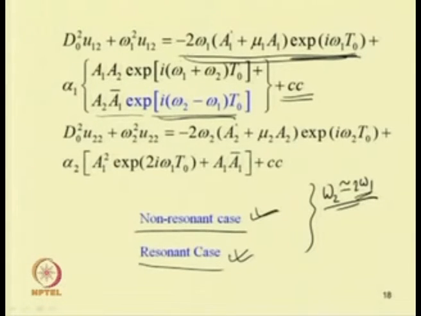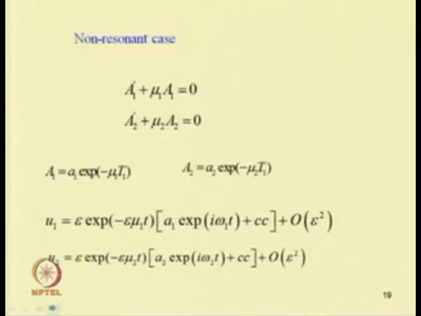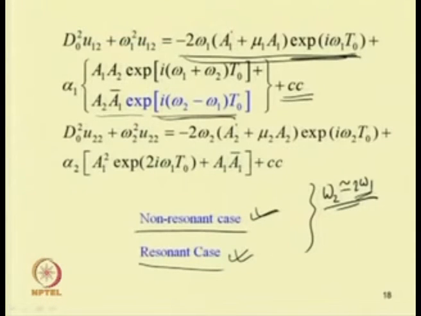So, we can write the secular term minus 2 omega 1 a 1 dash plus mu 1 a 1, and as the solution is bounded, we can put this term equal to 0. That means minus 2 omega 1 a 1 dash plus mu 1 a 1 equal to 0. We can substitute that in the second equation also. In the second equation, this term is the secular term, as this is the coefficient of e to the power I omega 2 t 0, where we have omega 2 square. This will lead to infinity as t tends to infinity, but as the solution is bounded, we should kill this term.